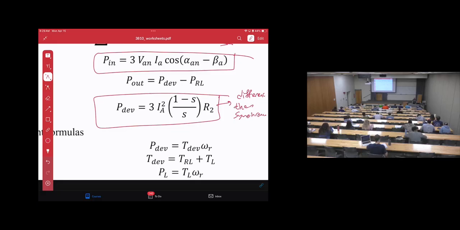P dev in the synchronous, or development power in the synchronous, I think it was 3 E_F V_phase over X_d sine delta. Here, it's 3 I squared (1 minus s over s) times R2. Okay? You need to keep this in mind.